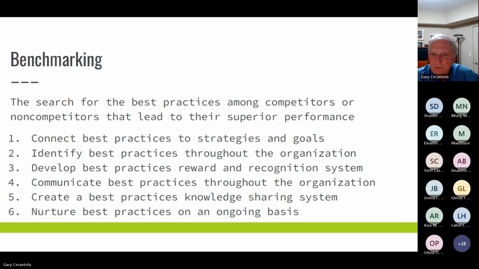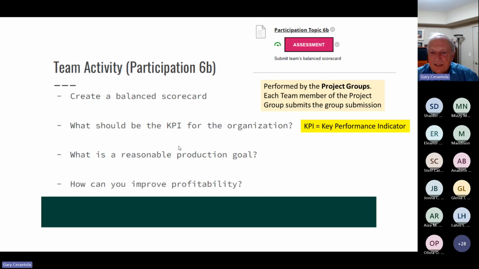Okay, all right. So again, now this is the deliverables for participation 6B. You're going to have to create a balanced scorecard. And I'll tell you right now, the balanced scorecard has these 4 components, but you're just looking at the financial components. So you're going to fill out the financial components for the cupcake exercise, and you're going to leave the other 3 empty because we're not looking at those areas for this assignment.